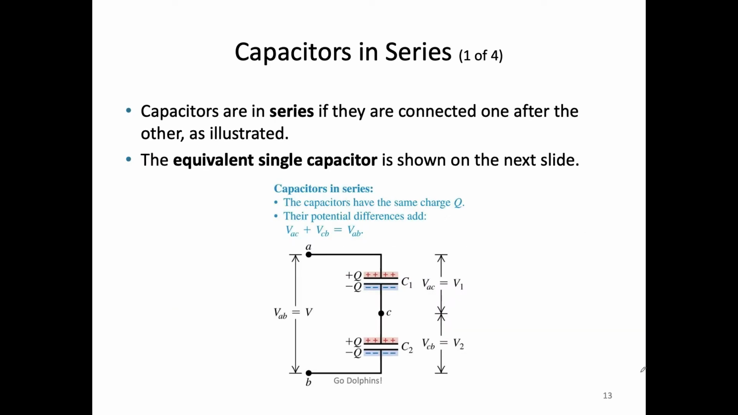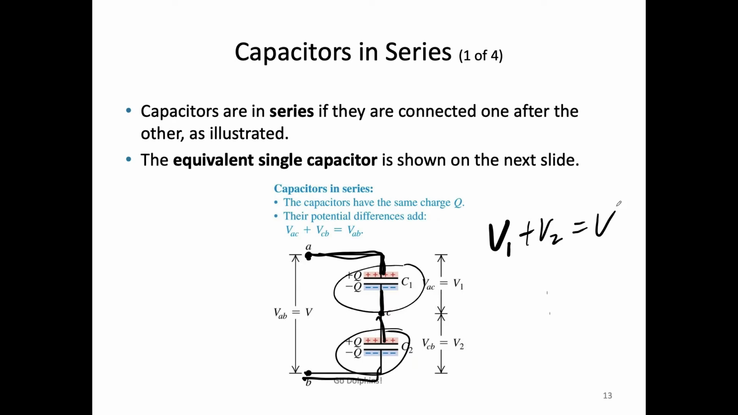Okay, now let's study what's going to happen if you put capacitors in series. So you have potential A, potential B, you have the potential difference for C1, which is V1, and the potential difference for C2, which is V2. We can visualize that V1 plus V2 should give us V.